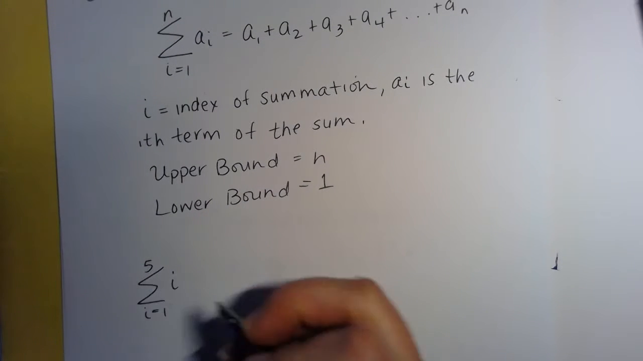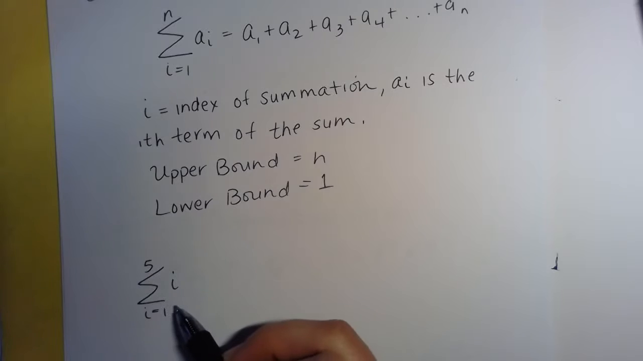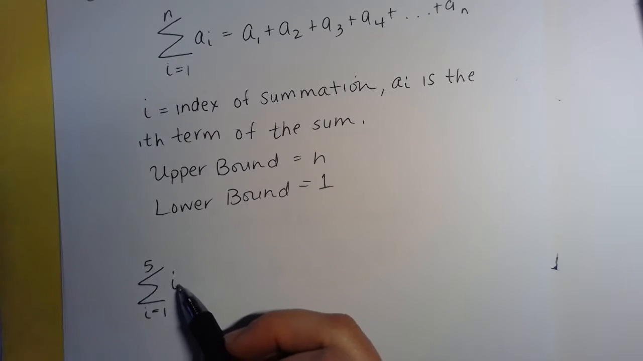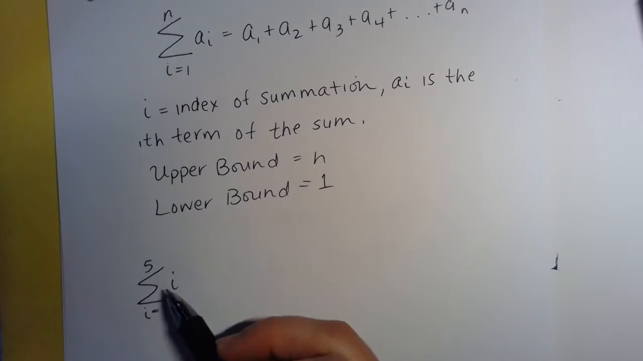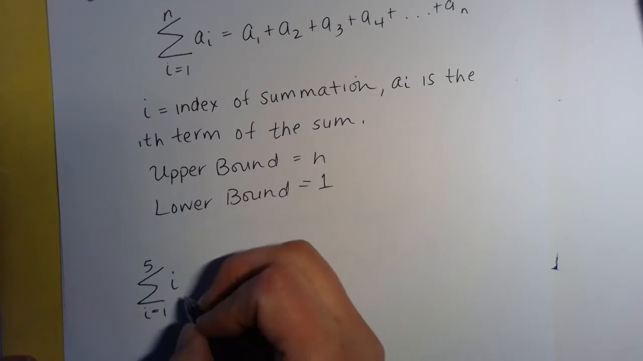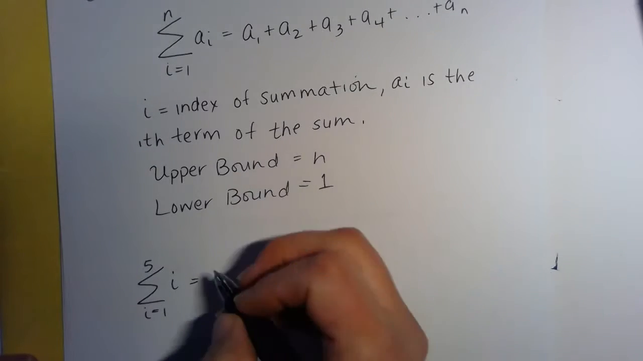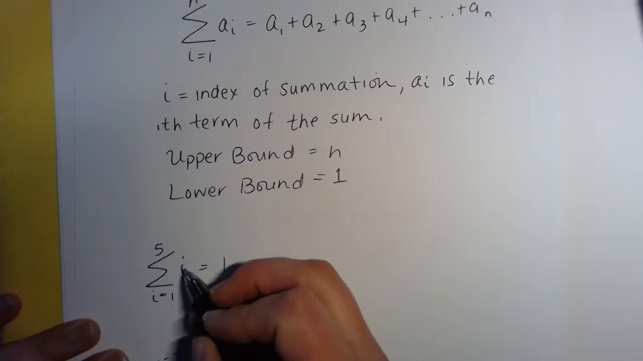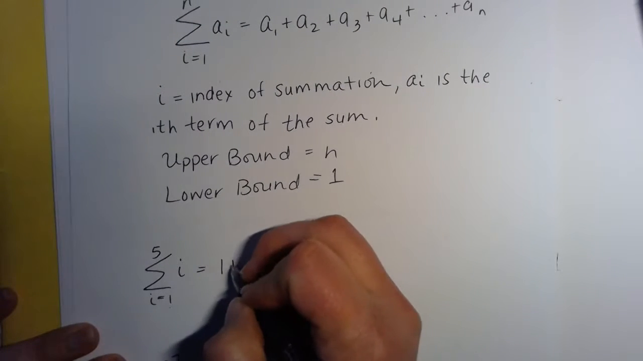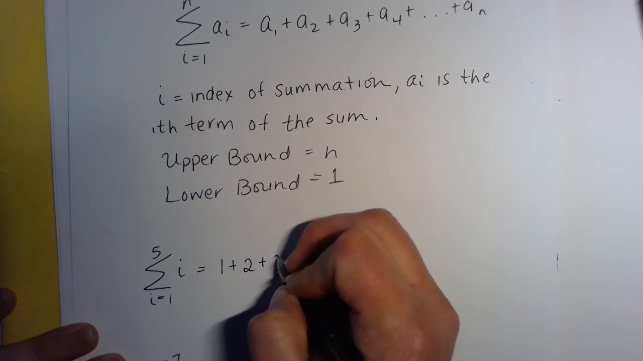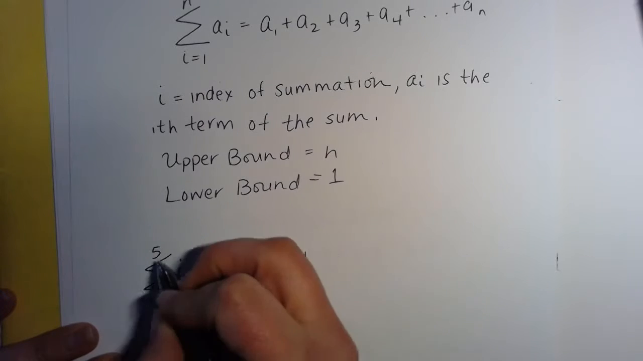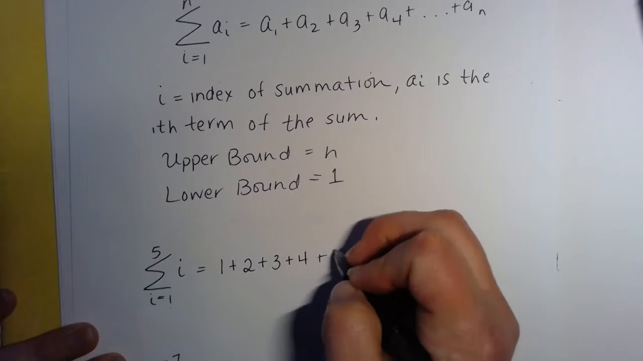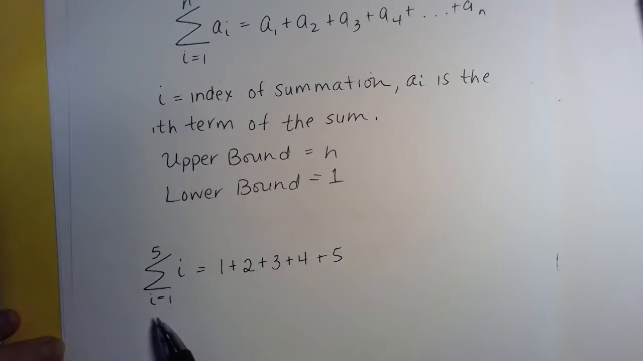So I have i starting at 1 up until 5, and I have just plain i. The i, or whatever it is, if it's j or k, is where I put these numbers, and they're always integers. So this essentially means I start with i as 1, and I put it in for i, and then I keep going with my integers, plus 2, plus 3, plus 4, until I get to my top number, plus 5. So this is another way of writing this.